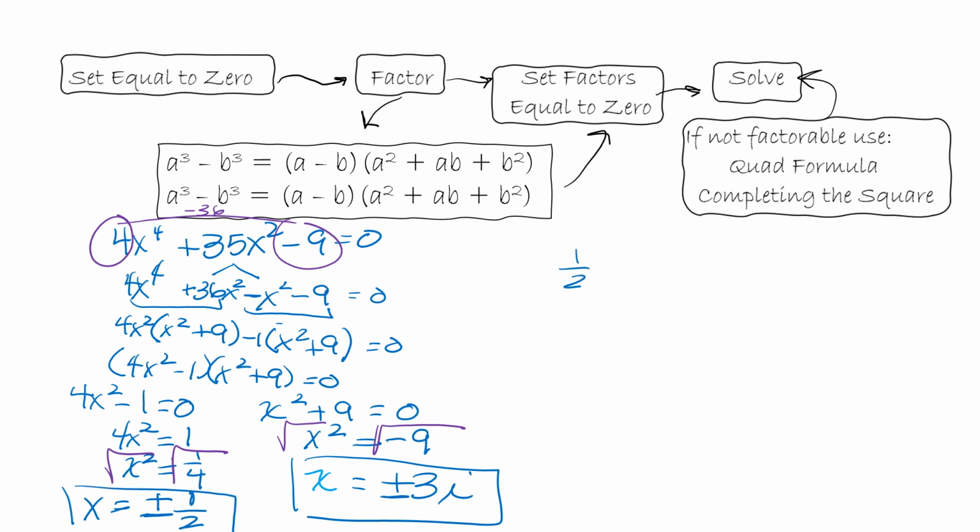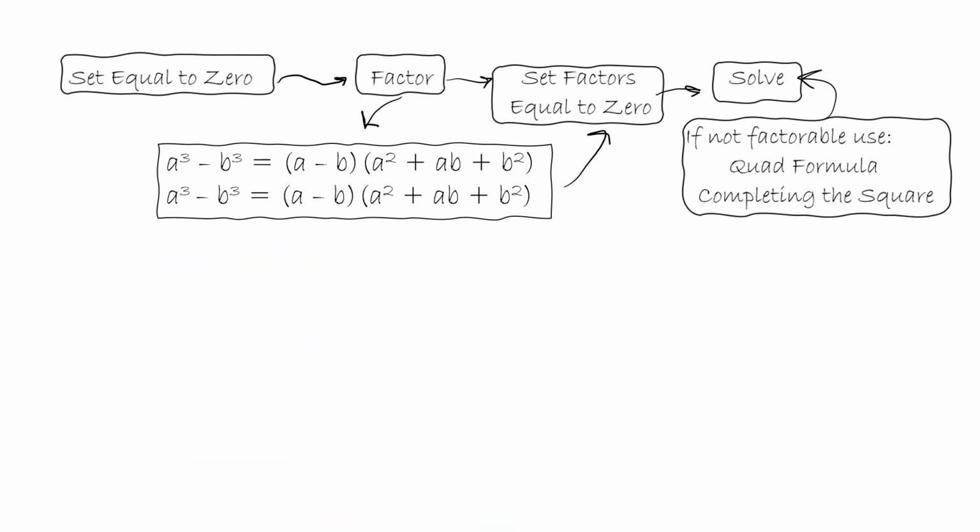1/2, negative 1/2, 3i, and negative 3i. So I've got 4 zeros, and my degree is 4. Okay. Our last example is x to the 4th minus 17x squared minus 18 equals 0.